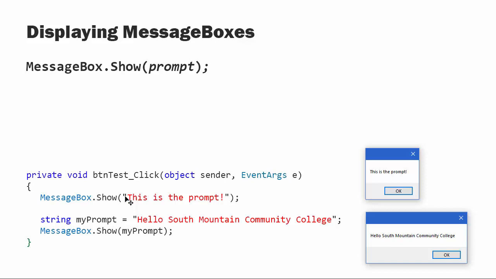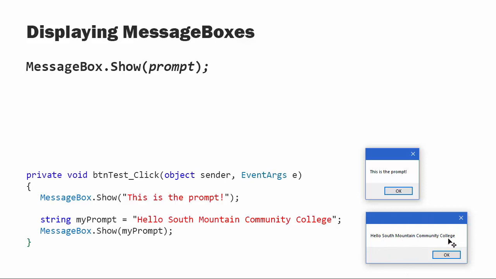Now I can also use what's called a string variable. So here I created a variable. We'll talk about variables next week. This is a string variable which I named myPrompt. I could have named it Fred, and I assigned it a value of Hello South Mountain Community College. So in the MessageBox.Show, rather than having a literal string like we did up here, I could use a string variable. And this is the dialog box that would be shown.